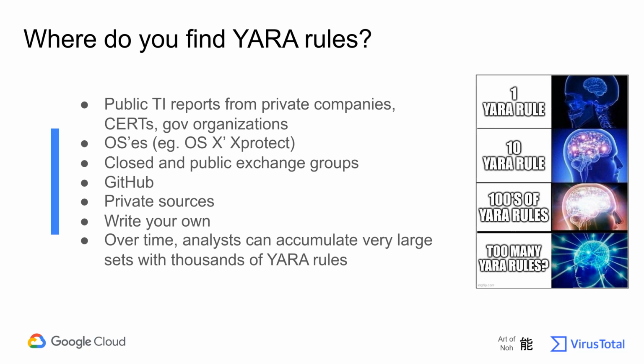Now, of course, over time, analysts can accumulate very large sets with maybe even thousands of Yara rules, which in my experience, can become a serious problem. And let's say one top issue with having thousands of Yara rules can actually be speed. So when you're running tens of thousands of Yara rules, suddenly you have a serious problem. Basically, scanning anything can take a very long time.